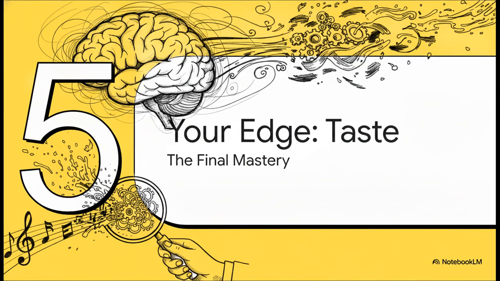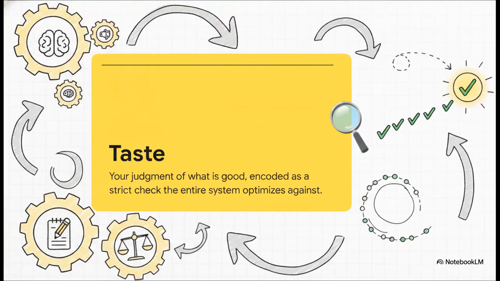And finally, Section 5, your ultimate edge, taste, the final mastery. We've covered the mechanical steps, but the truth waiting at the very end of this roadmap is that the ultimate skill required for all of this isn't technical at all. It's deeply human. In a loop engineering world, your domain expertise does not become obsolete. It radically transforms. It becomes what we call taste.